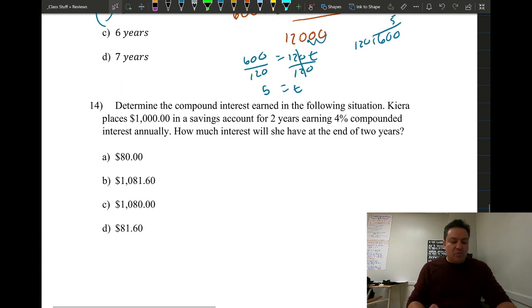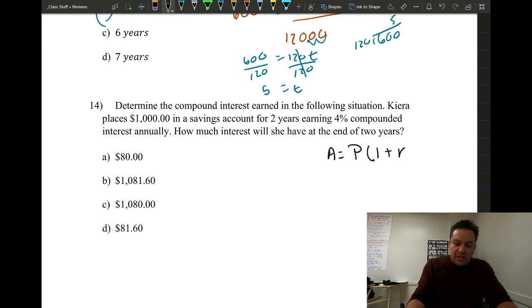Number 14, we have another interest question. In this case, it's gonna be compound interest. This formula is also gonna be given to you, and the formula is A equals P times (1 plus rate) to the power of T. Okay, to the power of T. So we're gonna use that information.